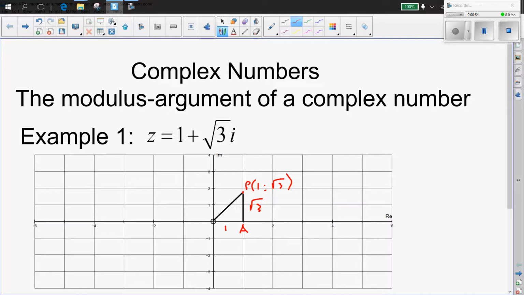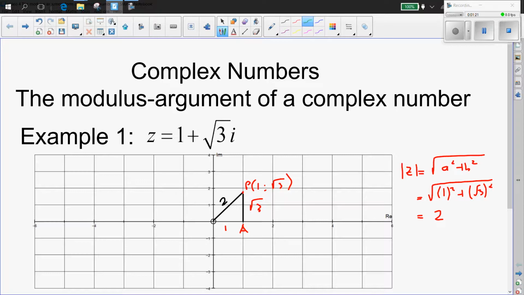OP is the modulus of z, and we know that the modulus of z is the square root of a squared plus b squared, and it's going to be the square root of 1 squared plus root 3 squared. That gives me 1 plus 3, which is 4. The square root of 4 is 2. So the modulus of z is 2.